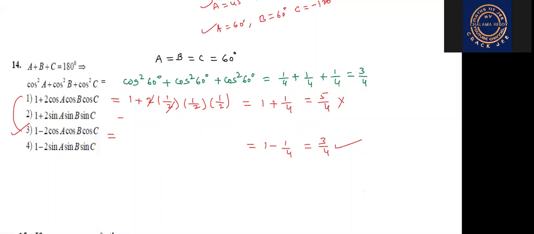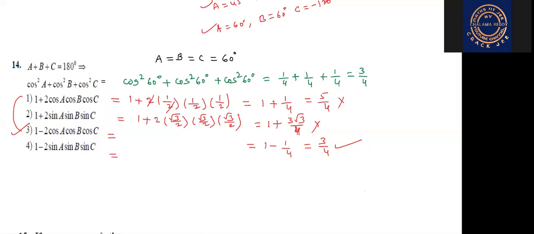I'm going to verify the second option. 1 plus 2 into sine 60, root 3 by 2, sine 60, root 3 by 2, root 3 by 2. Overall, the answer is 1 plus 3 root 3 by 4. Is this the wrong answer or not?